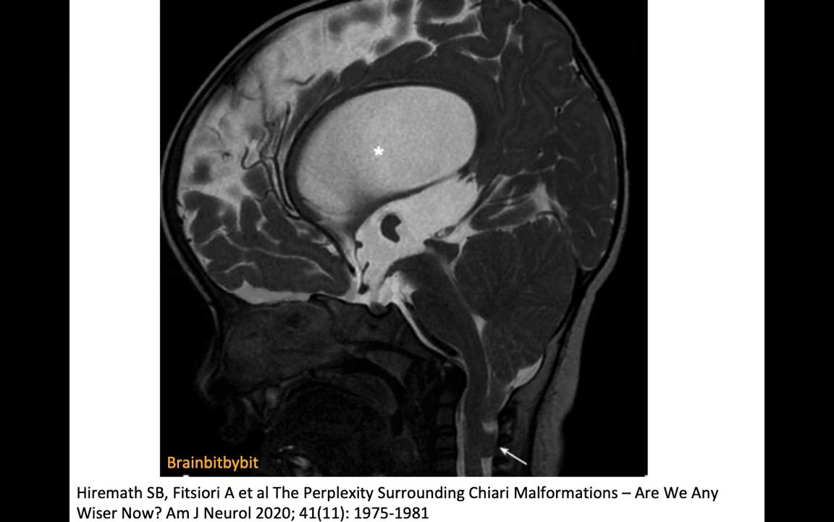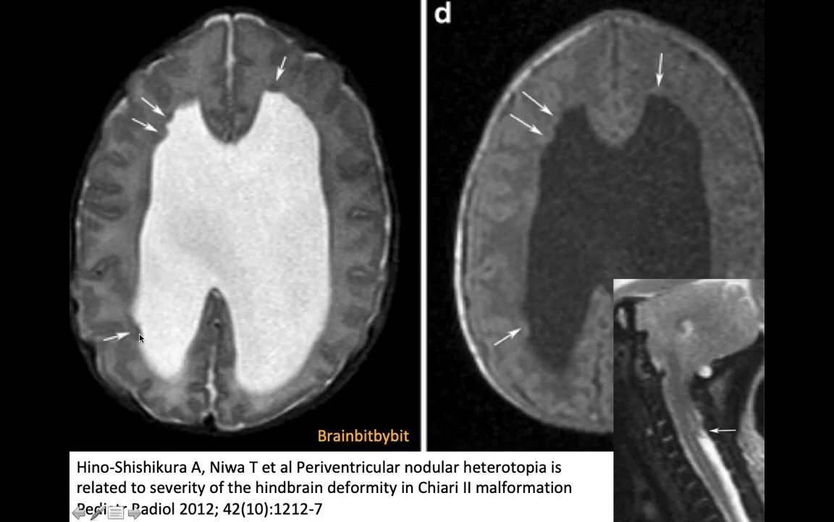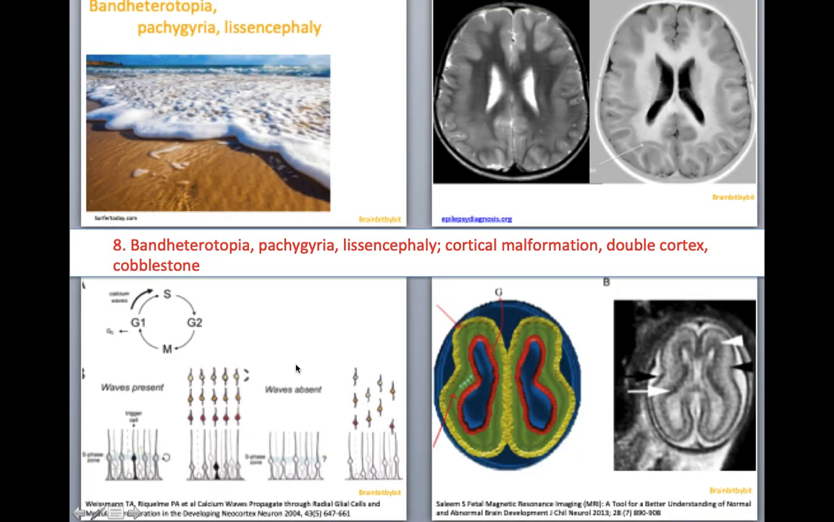There are also associated abnormalities in a Chiari II malformation, such as thickening of the interthalamic adhesion, which is a structure that is formed by fusion, and heterotopia of the periventricular white matter. And if you've seen the vlog about the heterotopias, you might remember that the neurons migrate from the ventricular zone towards the cortical plate, and that this migration is synchronized by waves of calcium.